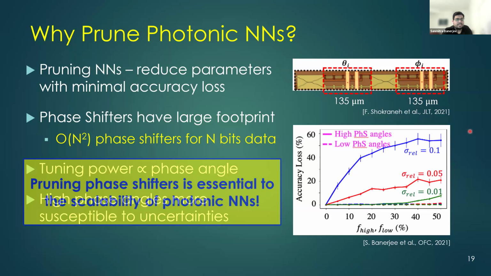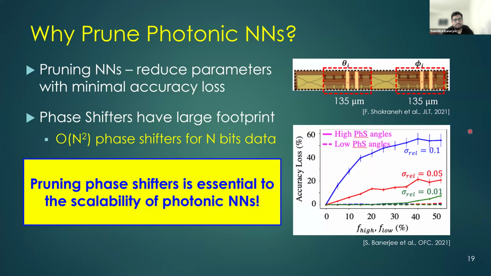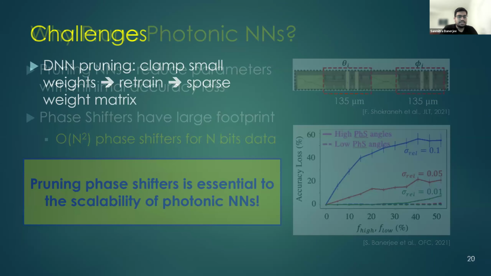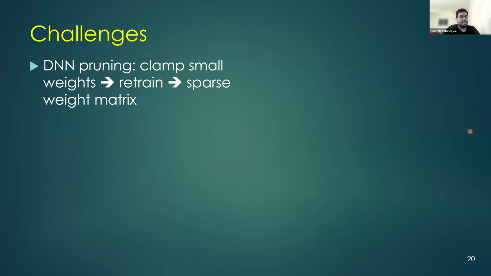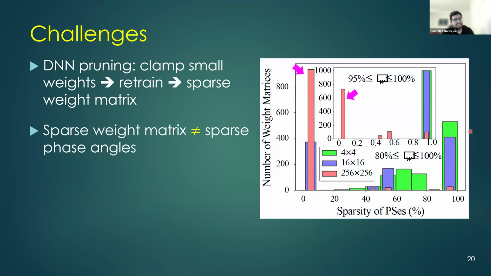The summary is that pruning phase shifters is essential to the scalability of photonic neural networks. However, there are challenges. In deep neural network pruning, which is a very, very well studied field, one of the very nice approaches is to clamp small weights, retrain the rest of the weights, and obtain a sparse weight matrix. We can do this iteratively. There are several methods of scheduling these pruning steps. The challenge is that a sparse weight matrix does not always correspond to sparse phase angles.